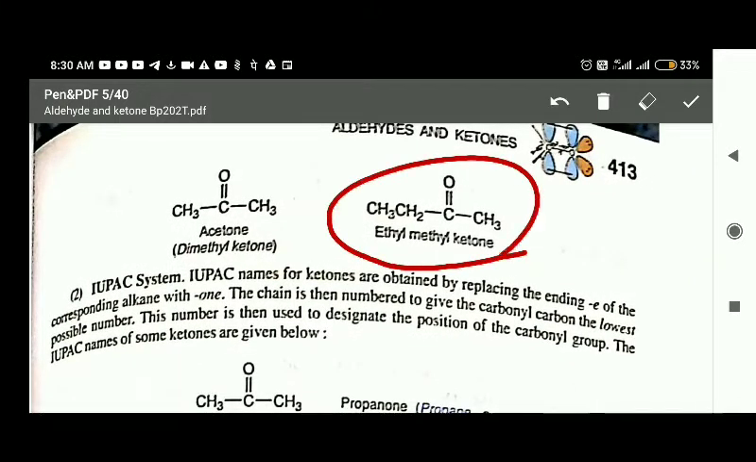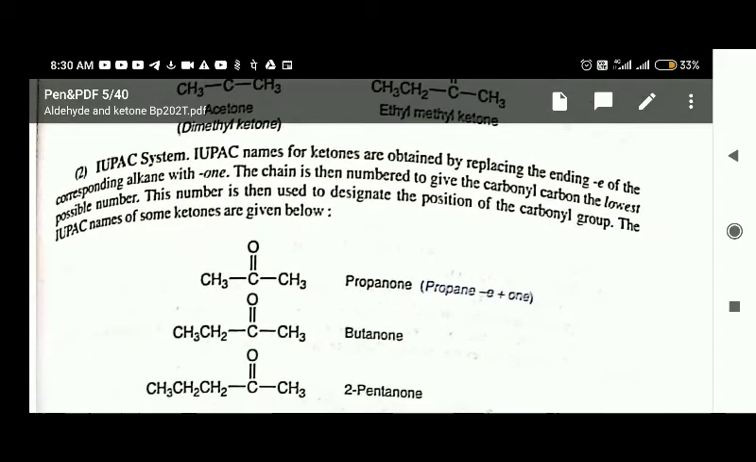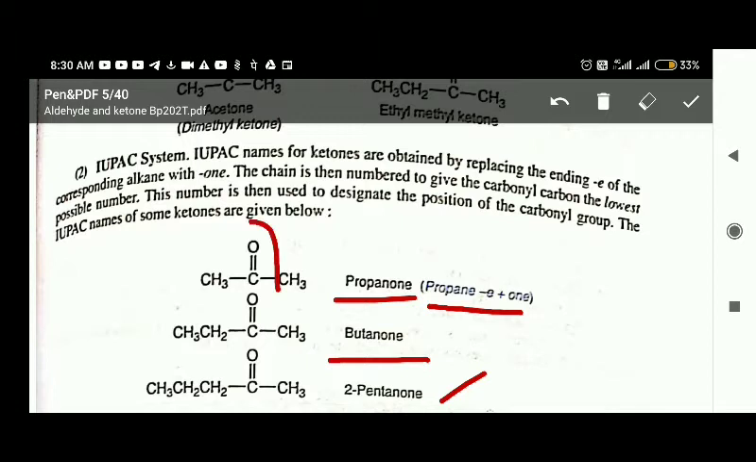See here, ethyl is there, here methyl is there. Who is going to be first? Ethyl methyl ketone, and this is the common name of acetone, dimethyl ketone. Okay, so IUPAC names of ketone: propanone, butanone, pentanone. See, everywhere it is in the 2 position. Ketone will prefer to stay in the 2 position. Please remember this thing.